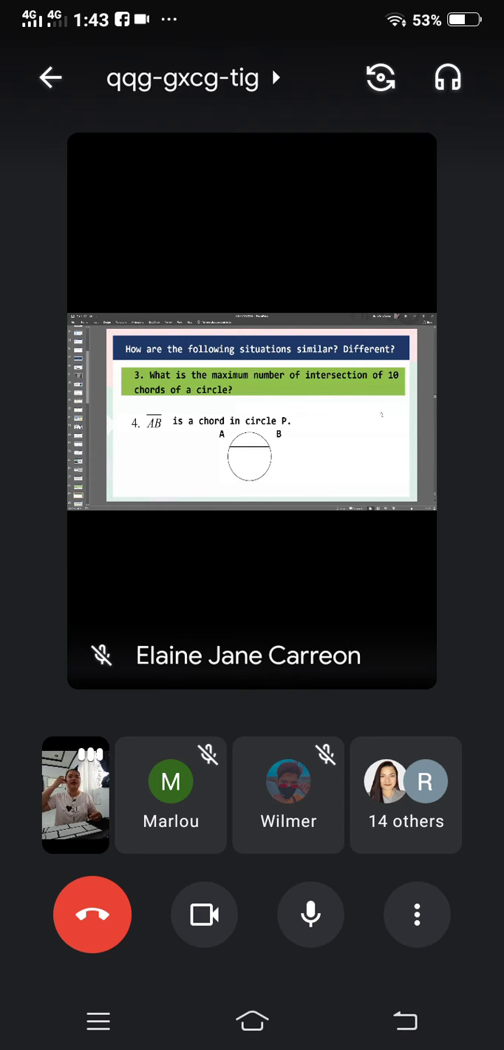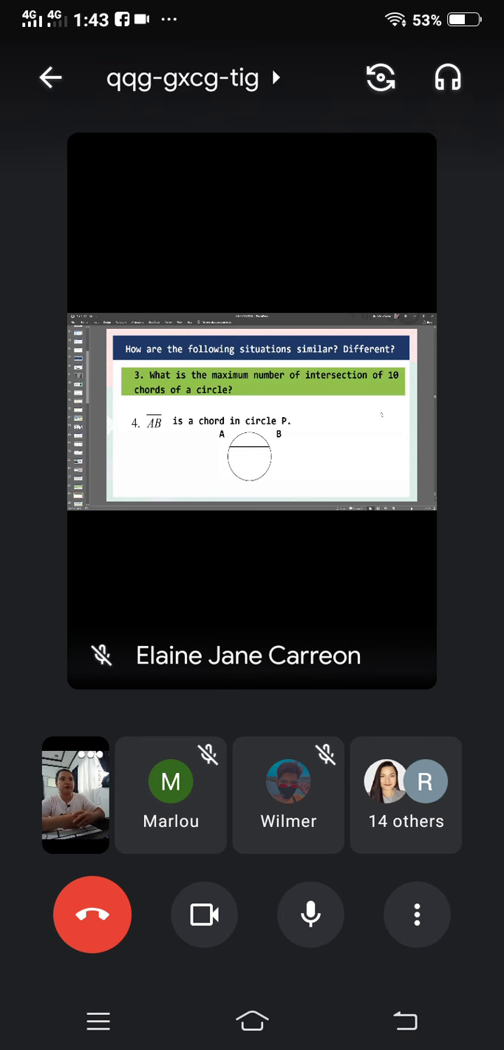Very good. So why is that? Look at number 3. Let us understand it. It says, what is the maximum number of intersections of 10 chords of a circle? This is one distinct problem. So what it is asking is already distinct. While in 4, it is a statement: segment AB is a chord in circle P. That is a situation wherein you can draw a lot of problems from that simple situation and you need to investigate further. So the open-ended situation here is number 4.